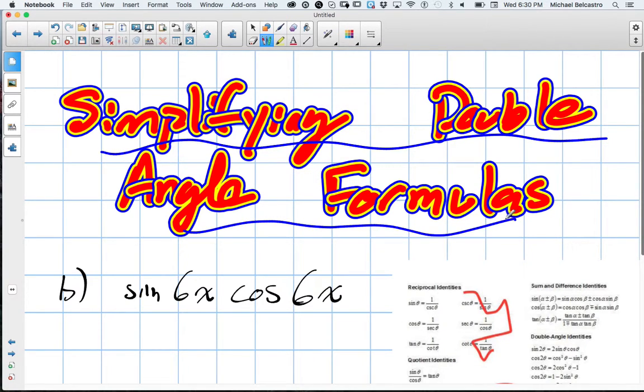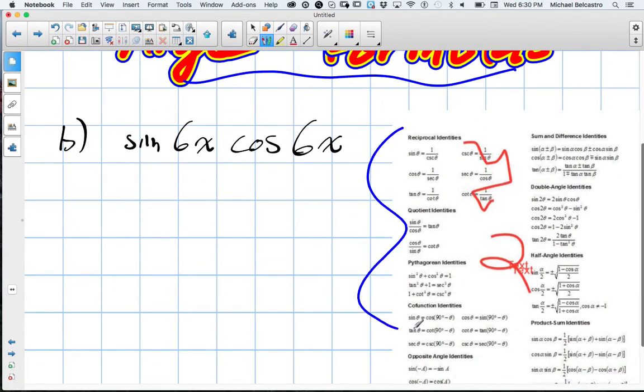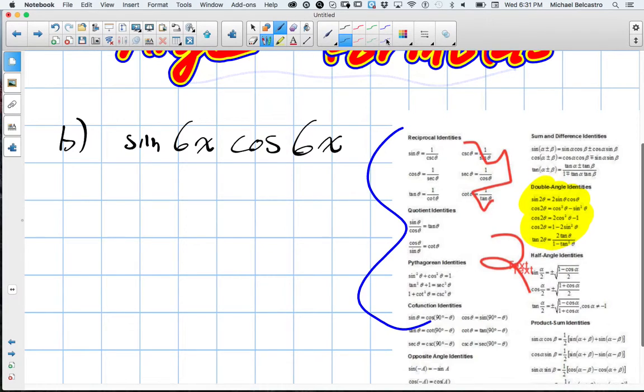Simplifying double angle formulas again. We have our lovely formulas where I root over. So we're looking at these ones, the double angle formulas, and very specifically, this top one here is going to be really helpful to us.